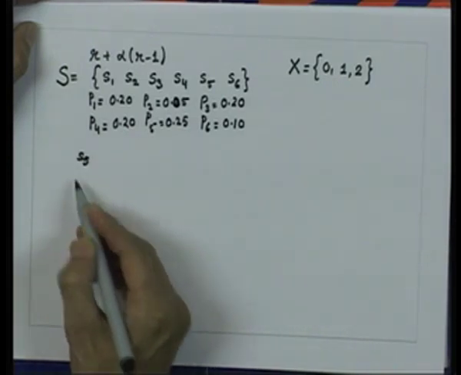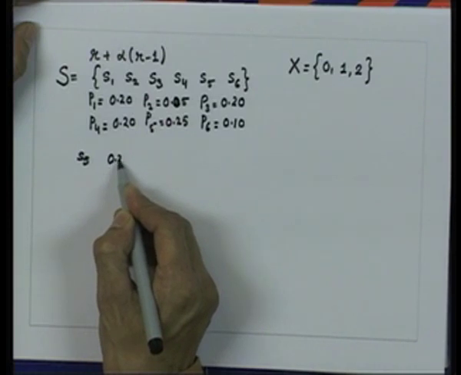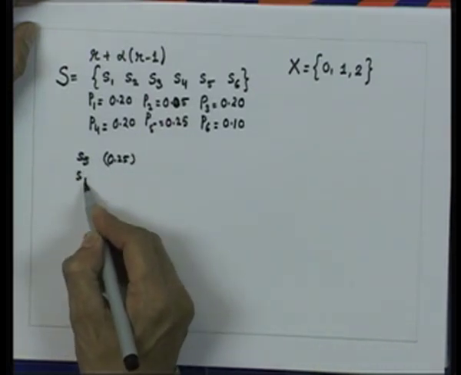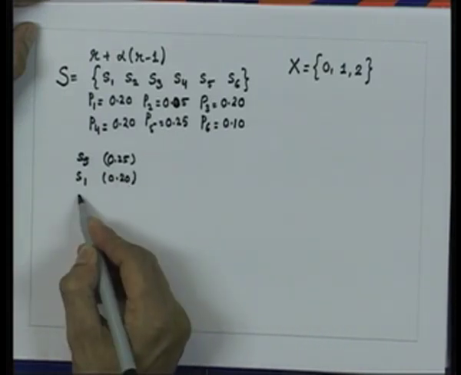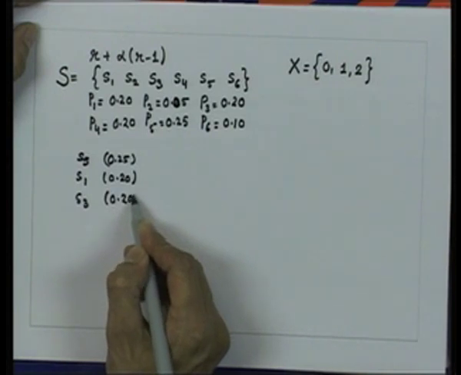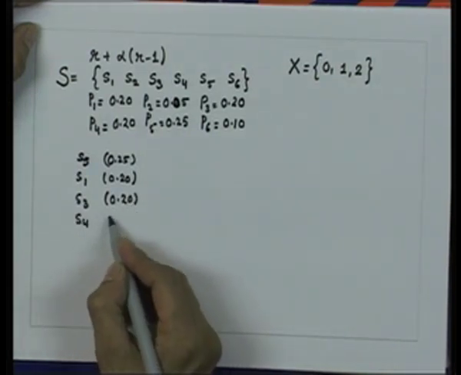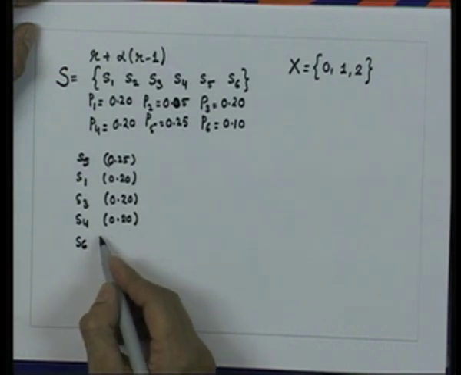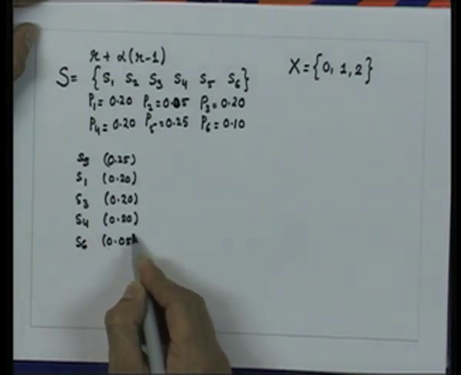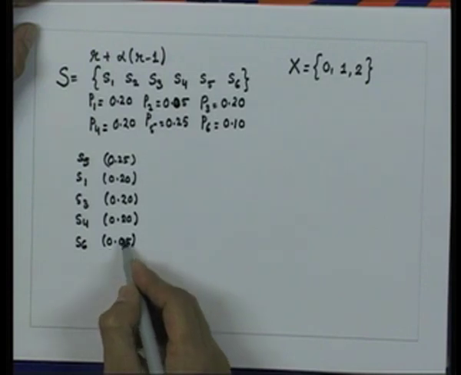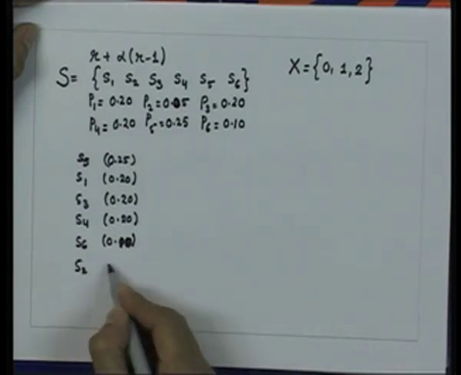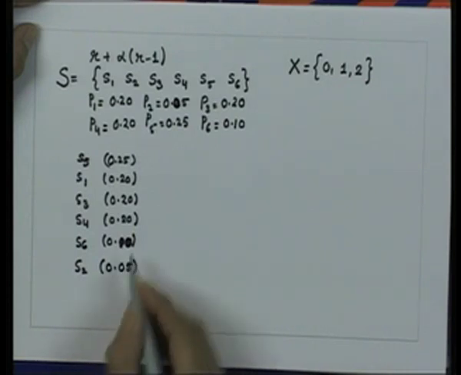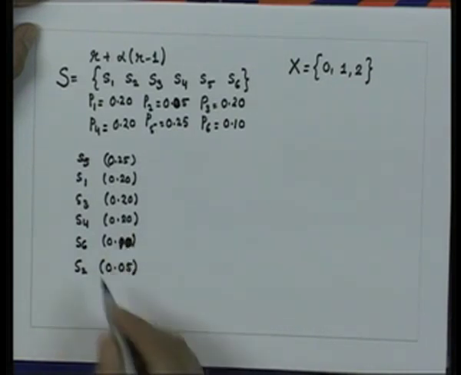So, S5 is 0.25, S1 is 0.20, S3 is 0.20, S4, S6 is 0.01, and finally S2 is 0.05. So, this is 0.05.